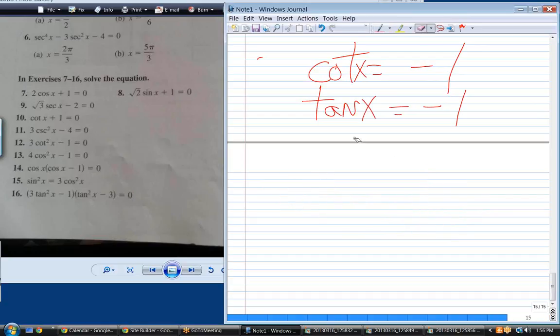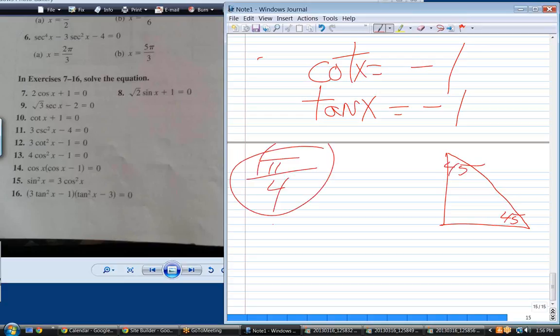So now we're solving this. Where is the tangent equal to 1? Let's solve that first of all. Could be at 45 degrees or pi over 4. Okay, so that's the first quadrant angle. But it's a negative 1, so we know it has to be either in the second or the fourth.